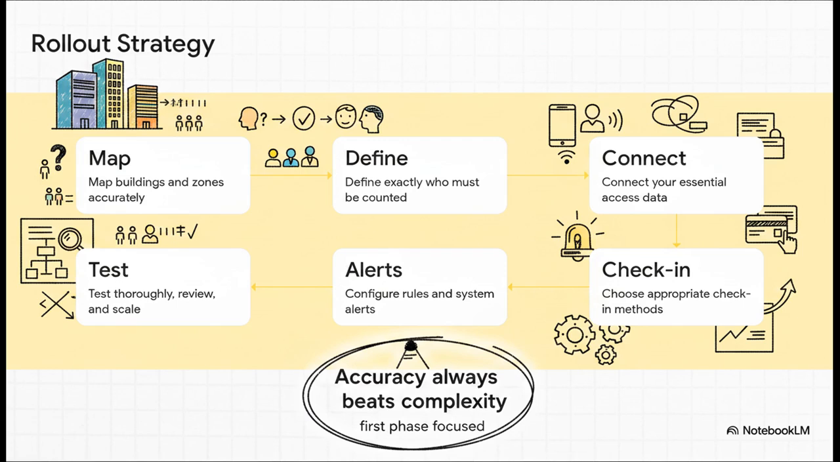So how do we actually deploy this successfully? Let's cleanly walk through this practical 6-step strategy. 1. Map your buildings and zones accurately. 2. Define exactly who must be counted. 3. Connect your access data. 4. Choose how people will check in: RFID, mobile, kiosks. 5. Configure your alerts. And 6. Test and scale.